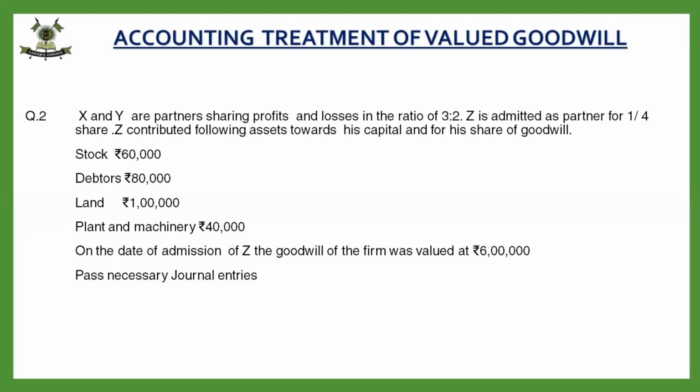He's not bringing in cash. He's bringing stock, debtors, land, and plant and machinery. On the date of admission of Z, the goodwill of the firm was valued at 6 lakhs. So how much amount should he have brought for premium for goodwill? My first question is that before you write the journal entries, first answer how much amount he should bring for premium for goodwill.